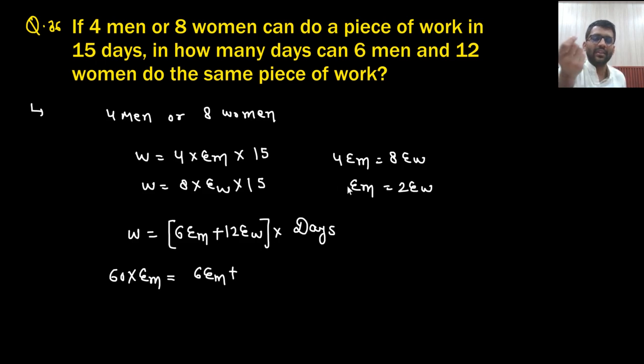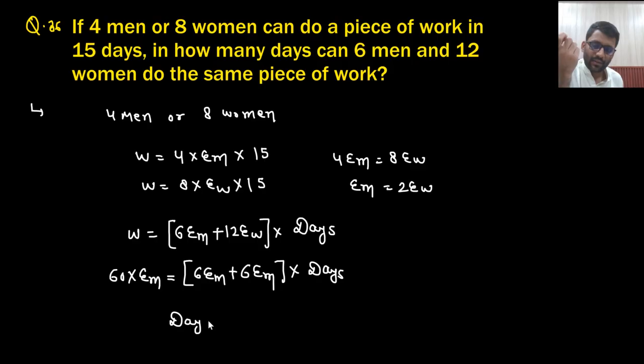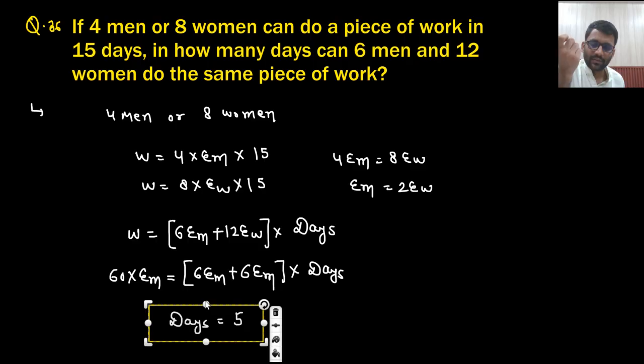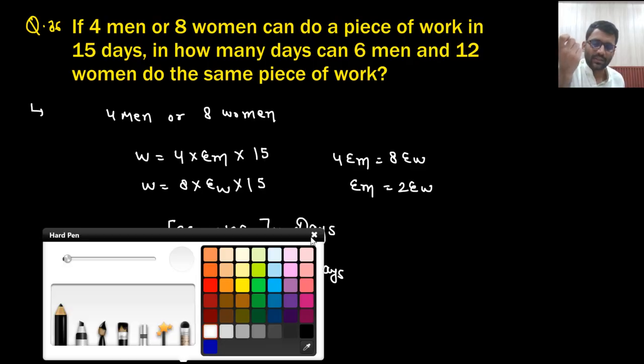2 efficiency of woman is equal to 1 man. So 6 efficiency of woman in 2 days. So here I will get 5 days. In 5 days they will be able to complete. That's it, right? So this is the answer.